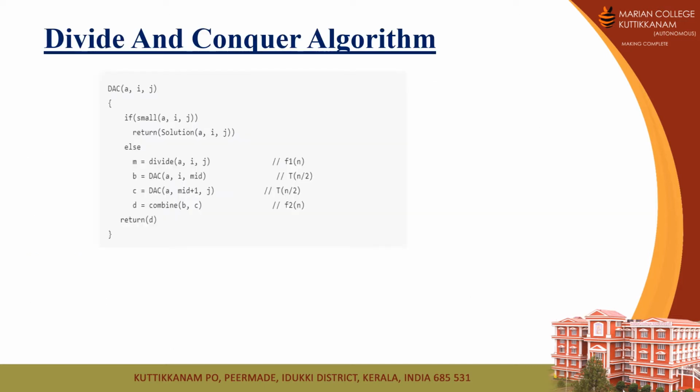This is the basic algorithm for divide and conquer method. And the recurrence relation for this algorithm is T(n) = f1(n) + T(n/2) + f2(n), and it is O(1) if n is small.